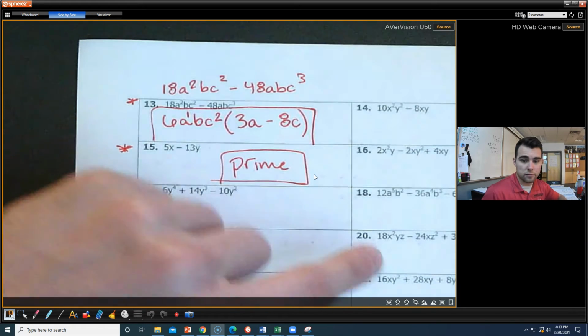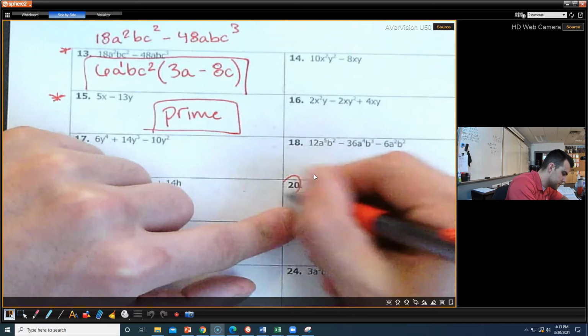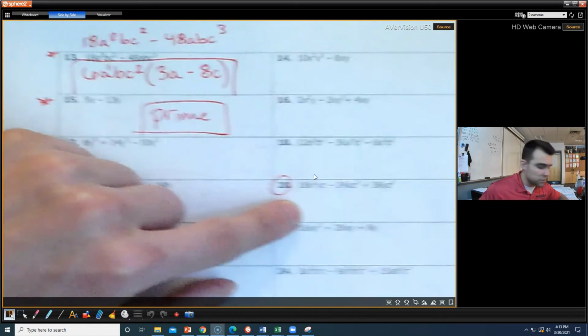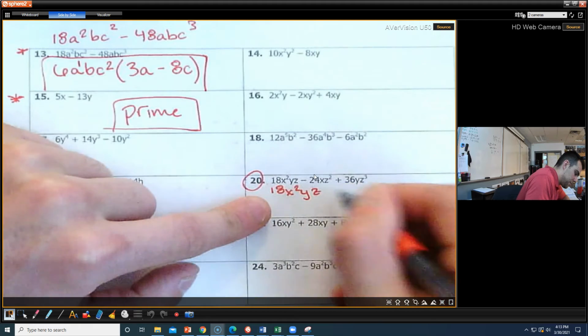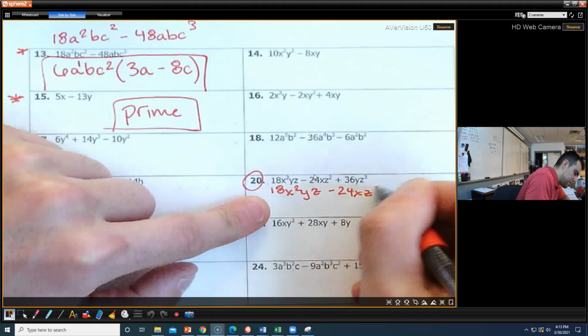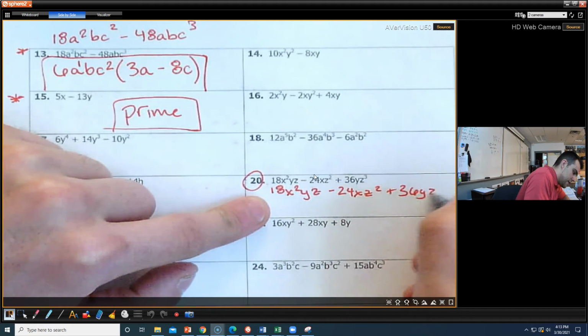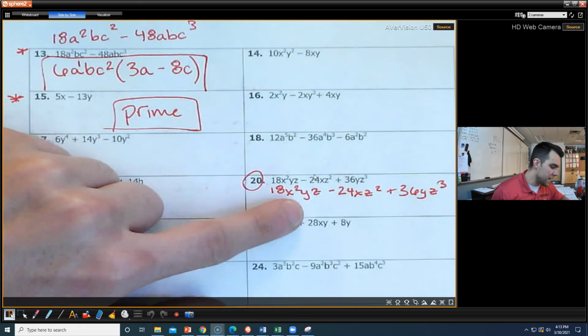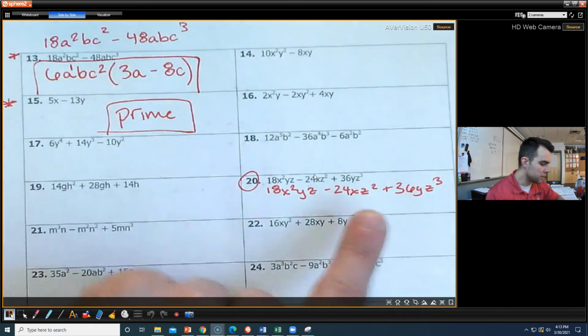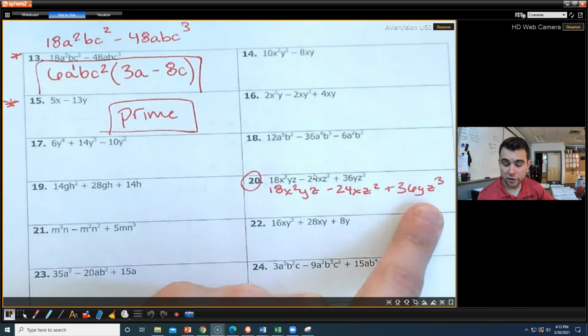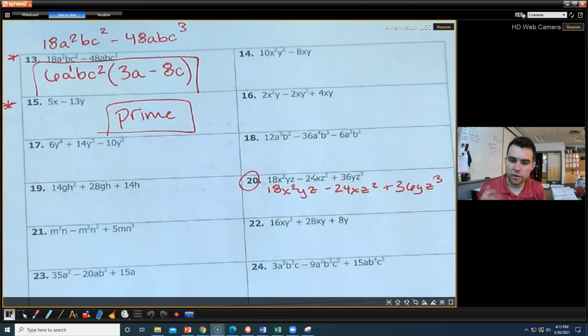Let's do something like number 20. Okay. So number 20, I'll rewrite this guy because I know it's hard to see. I have 18x squared yz minus 24xz squared plus 36yz to the third. And so let's go through this. We'll start with the coefficient. What's the biggest number that 18, 24, and 36 have in common?